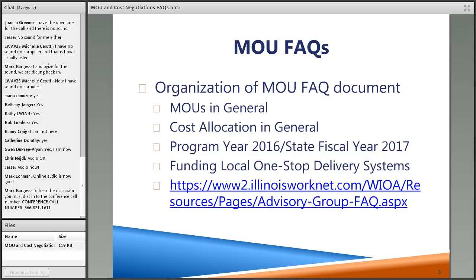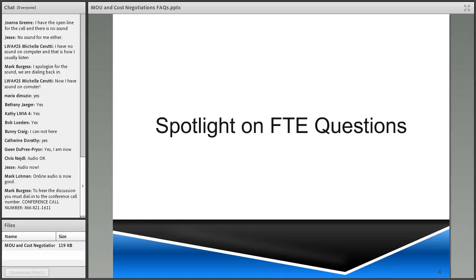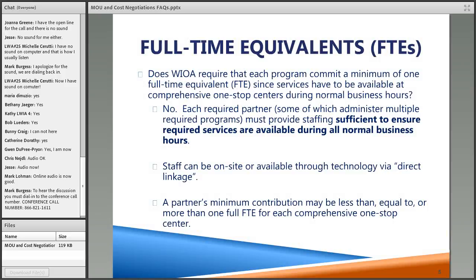Moving then to the spotlight on FTE questions, full-time equivalents. Printed on this next slide is the actual question from the MOU FAQ. It asks if each program must commit a minimum of 1 FTE since services have to be available at a comprehensive one-stop center during normal business hours. And the answer to that is no, that's not required.